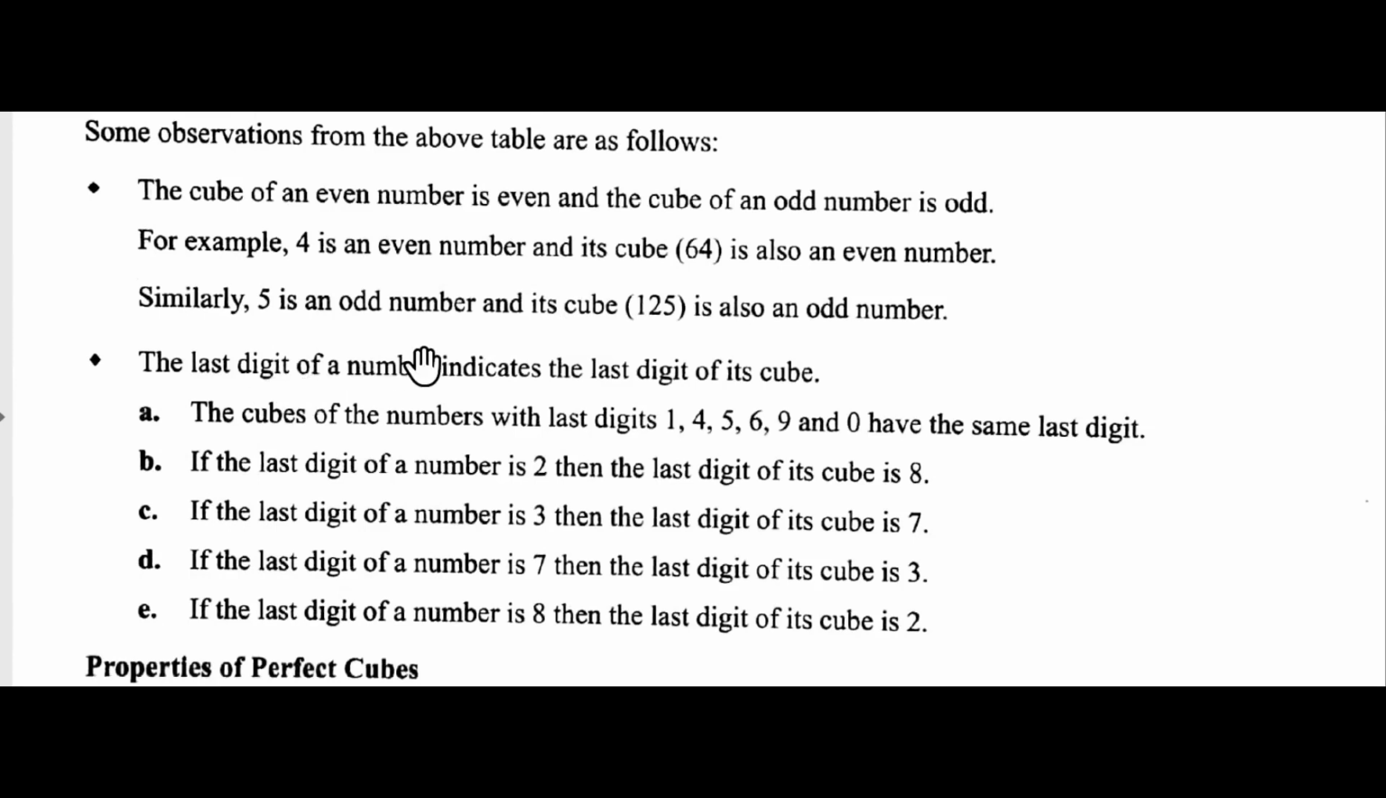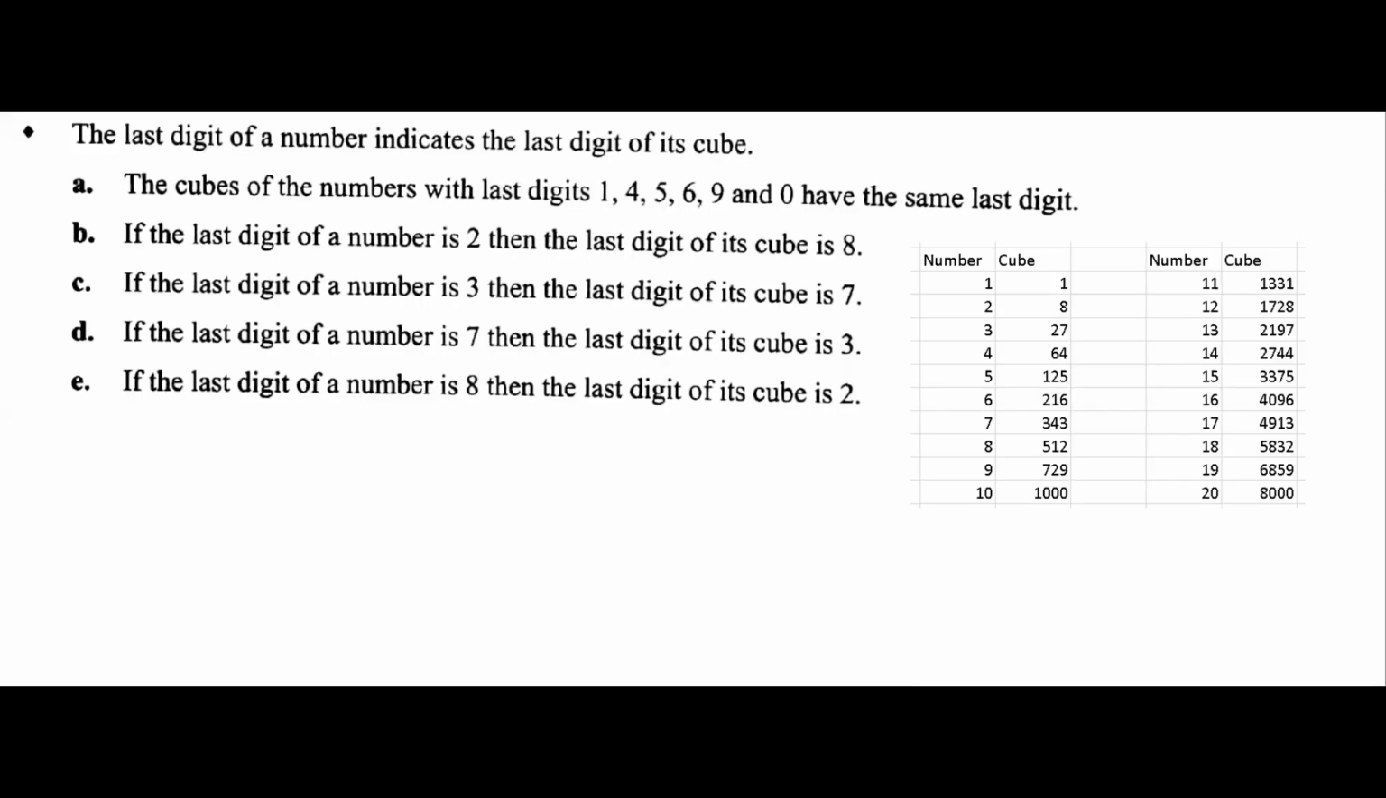Second, the last digit of a number indicates the last digit of its cube. It means the cube of a number with a given last digit has the same last digit pattern. Let me explain this properly. These are the cubes of these numbers which I have written. Then the last digit of a number indicates the last digit of its cube. Means, for example, if I am finding 16 cube, whatever the answer is, the unit place of this will be 6.